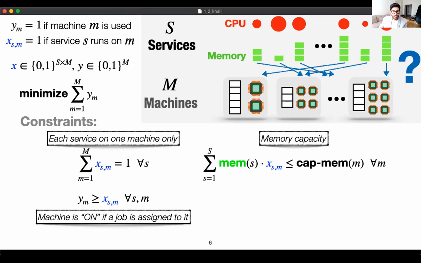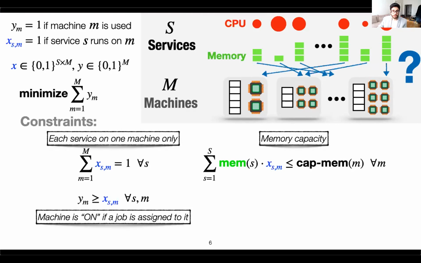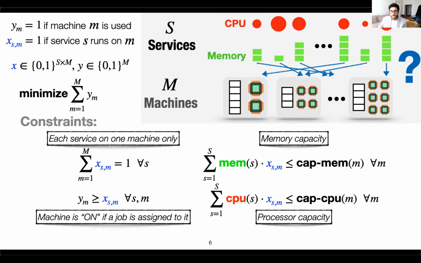The machines have memory capacities, so we should make sure that whatever jobs are assigned to that machine don't exceed that capacity. And so in green, we have mem_s, which is the requested memory for a job s. And the same can be said about processor capacity.